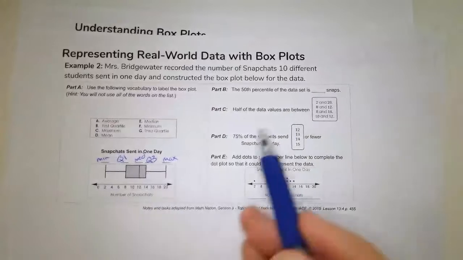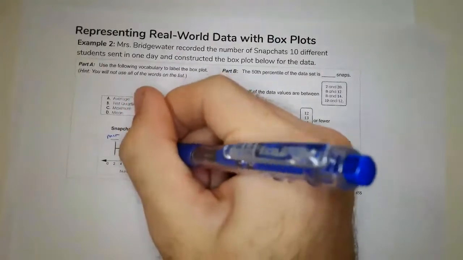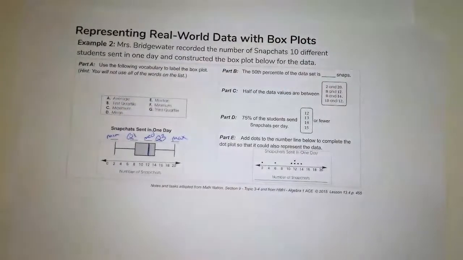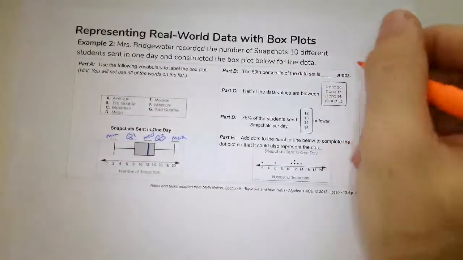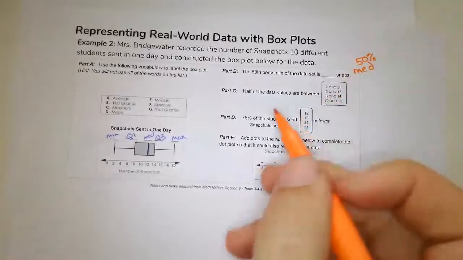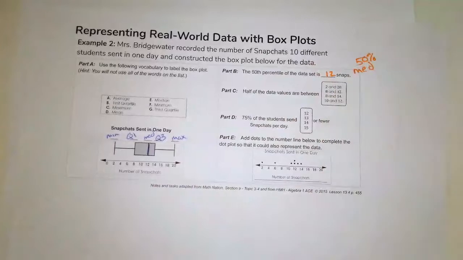Now looking at this, it says the 50th percentile of the data. So 50 meaning, you know, directly in the middle, the median. So this right here is talking about the median. When it's talking about 50%, it's talking about the median. So here we're going to look and say, oh yeah, that's at 12.